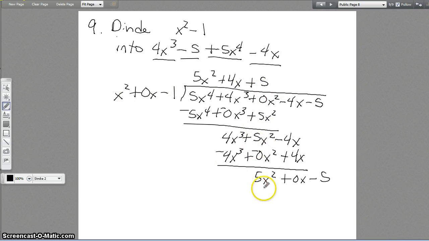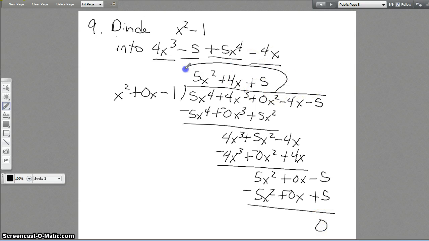5 times x squared is 5x squared. 5 times 0x is going to be a 0x. 5 times negative 1 is a negative 5. We draw our line. We flip all of our signs. 5x squared minus 5x squared is 0. 0x minus 0x is still 0x. And negative 5 plus 5 is 0. That means that our answer is going to be 5x squared plus 4x plus 5.